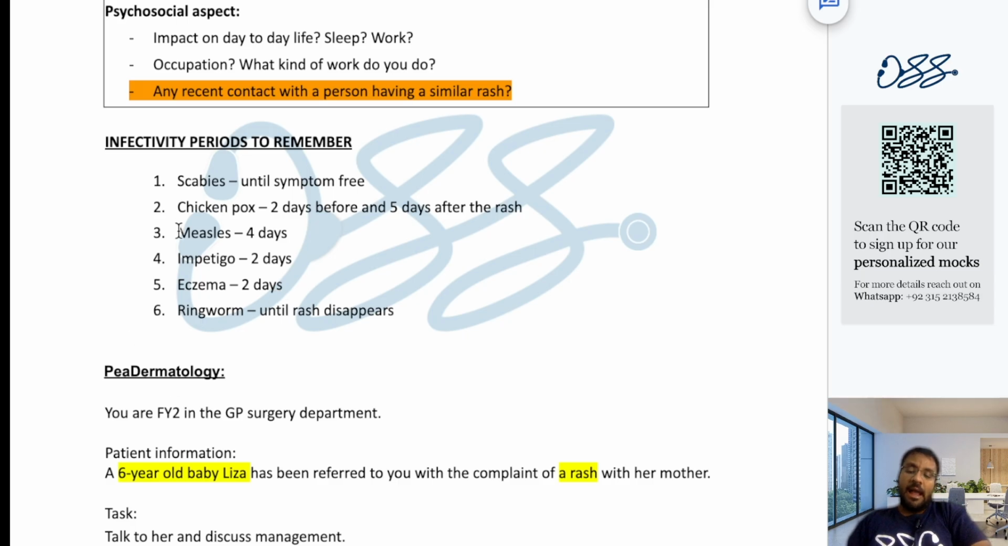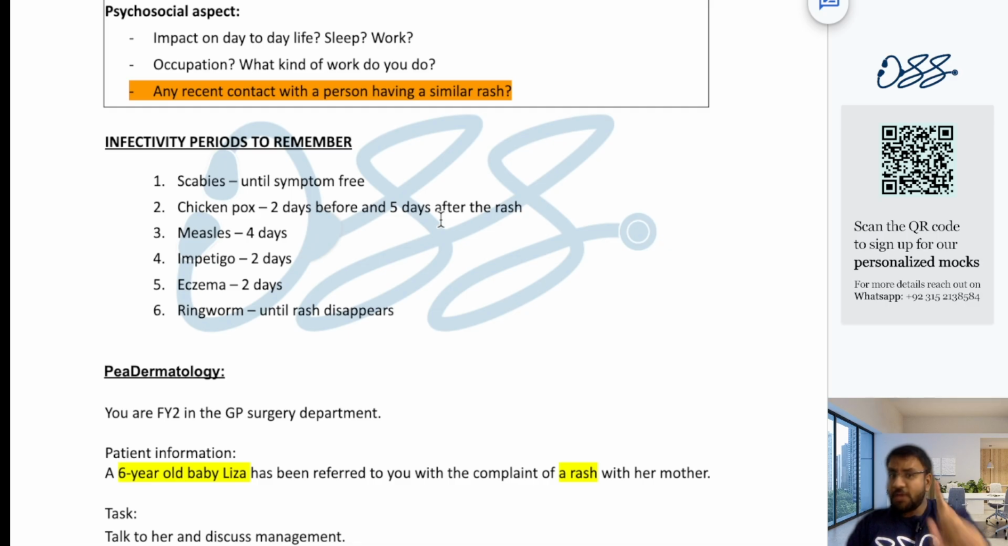Specifically, scabies: until the patient is symptom free, contact precautions need to be taken. Chicken pox infectivity period is 2 days before and 5 days after the rash. Measles, 4 days after the onset of rash; impetigo, 2 days after the onset of rash; eczema, 2 days after the onset of rash; and ringworm, until the rash disappears. If somebody is exposed during this particular time, it's likely that they're going to catch the infection and the rash that the patient may be having.